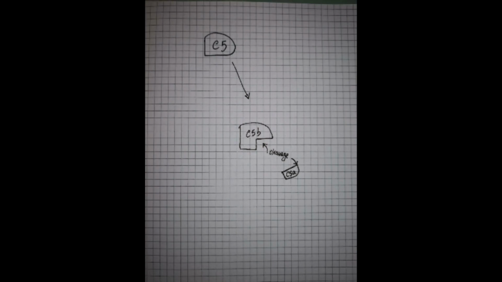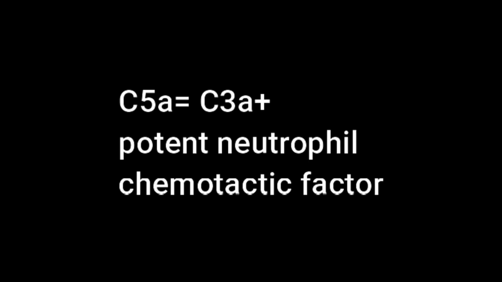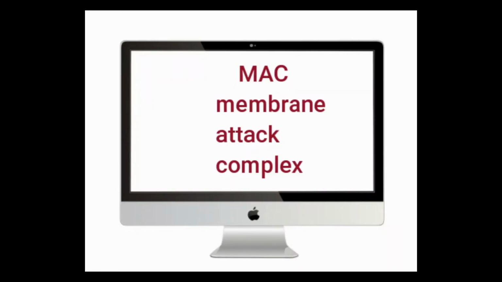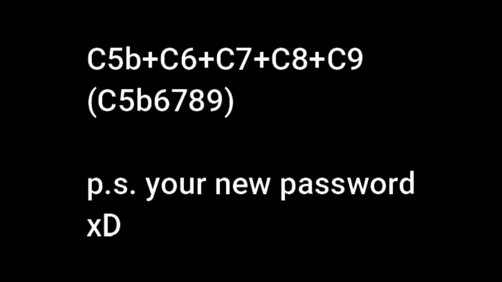C5 convertase cleaves C5 into C5a and C5b. Again, C5a is the chemokine, same function as C3a but with the addition of being a potent chemotactic factor for neutrophils. C5b is the subunit of the final protein, which is obviously not another convertase but the MAC, the membrane attack complex. The membrane attack complex is made of C5b along with C6, C7, C8, C9. It brings about the lysis of the microorganism.